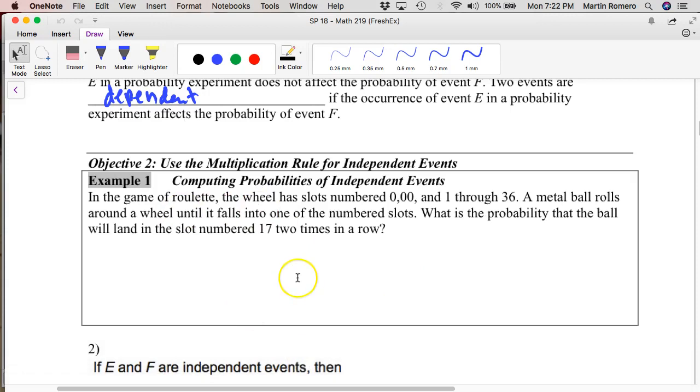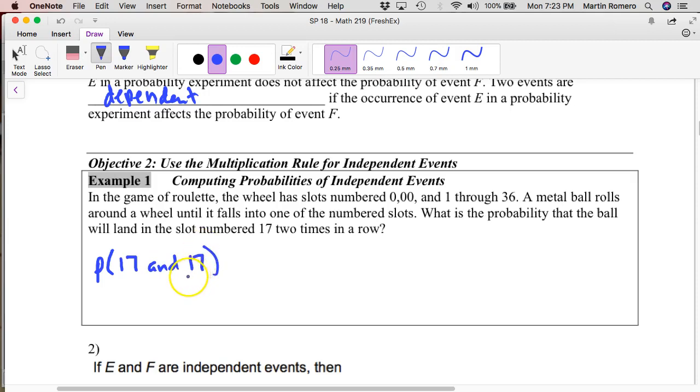In the game of roulette, a wheel has slots numbered 0, 00, and 1 through 36. A metal ball rolls around a wheel until it falls into one of the numbered slots. What is the probability that the ball will land in the number slot of 17 2 times in a row? So that it will land on 17 and on 17.